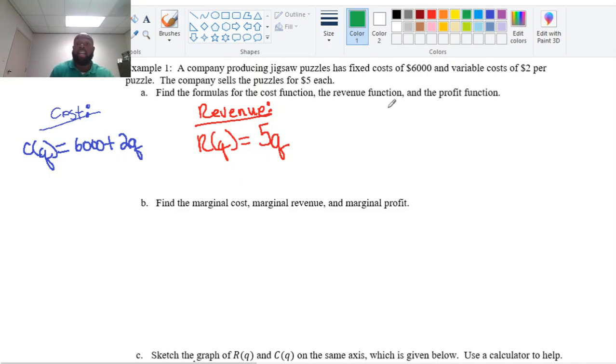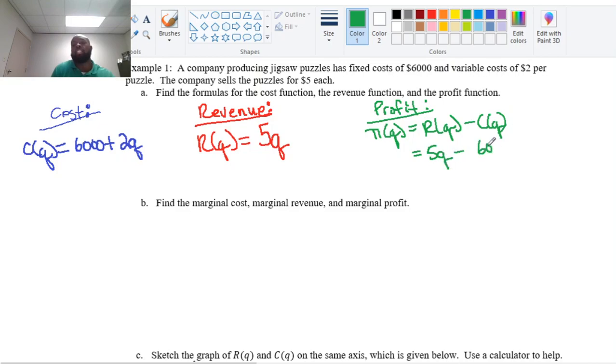And so now I can find my profit function. Once you know cost and revenue, you can calculate profit, because remember, profit is revenue minus cost. My revenue function is 5Q. My cost function is 6,000 plus 2Q. Now, I'm not going to leave it like that. That's a Q, by the way.